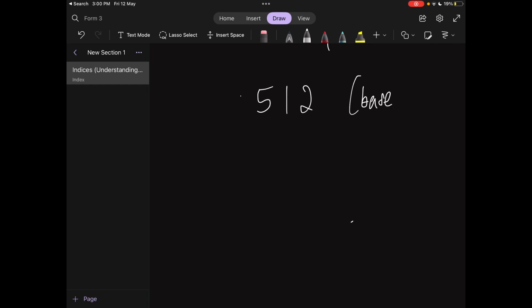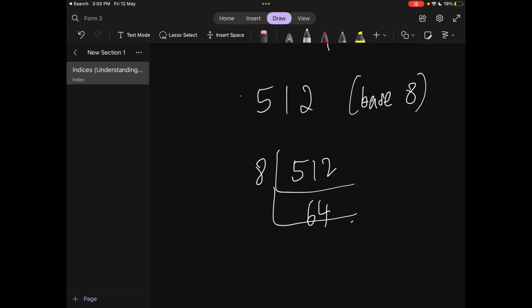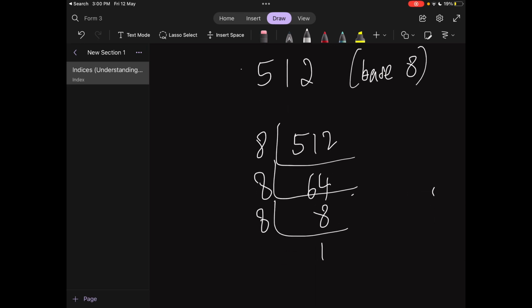Base 8. So the same rule applies, just repeat the division with the base number outside and the number you would like to find inside. So take a calculator, 512 divided by 8, you get the answer 64. And then moving on from that, 8, 8, 64. Move along, and then 8, 8, 1.